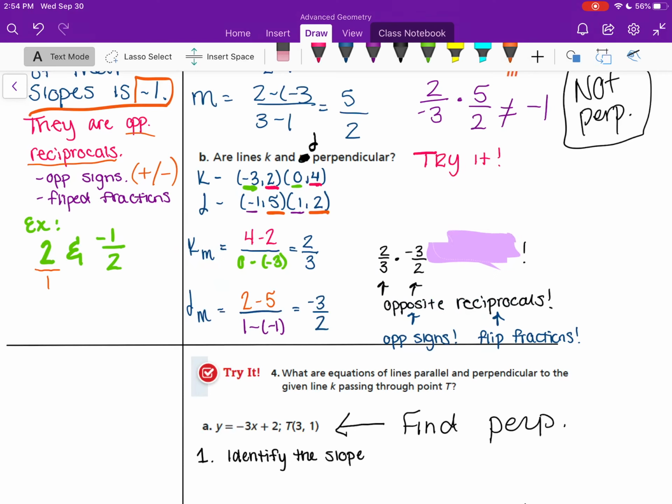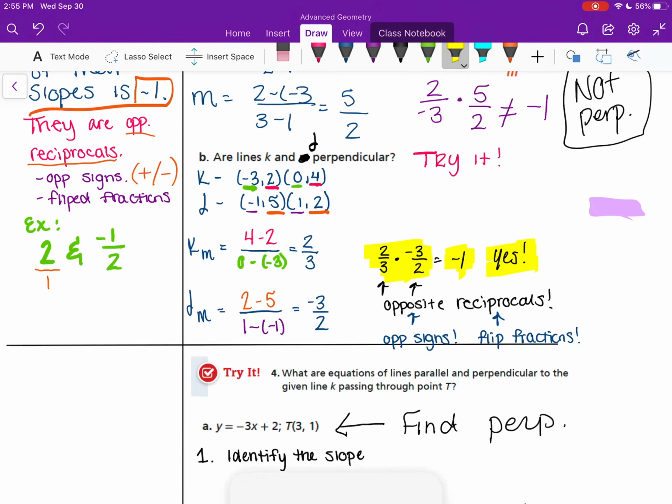All right, so let's see what we did. The slope of line K should have been 2/3. The slope of line J should have been negative 3 over 2. What we can see here is those do look like flipped fractions with opposite signs. So when we multiply them, 2/3 times negative 3 over 2 does equal negative 1, which means yes, they are perpendicular lines. Again, opposite reciprocal just means opposite sign, one positive and one negative, and a flipped fraction.